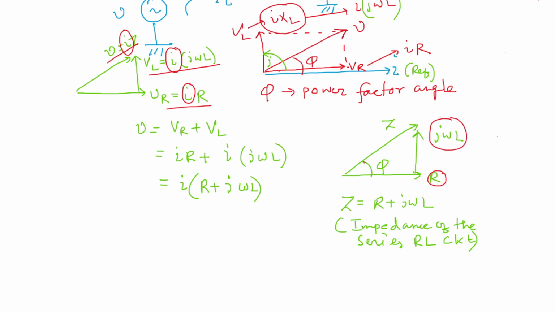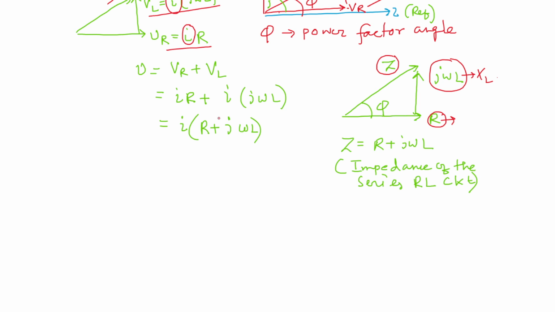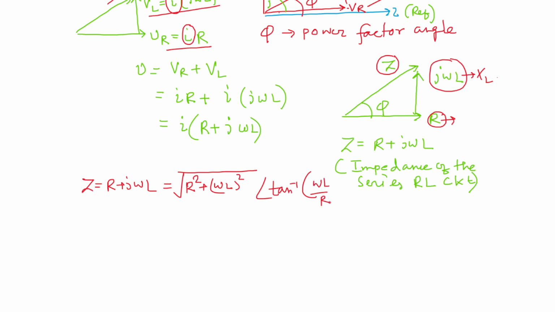and in the resultant it is only Z, which is equal to R plus J omega L. So R here is resistance, J omega L is equal to XL, and Z is the impedance of the network. When we say Z is equal to R plus J omega L, it is called the impedance of the series RL circuit, and its magnitude is given by the square root of R square plus omega L whole square, and angle is tan inverse omega L by R.